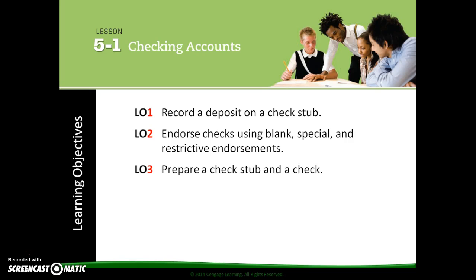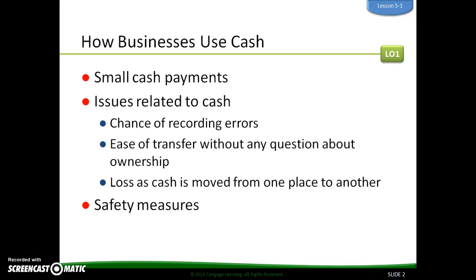So up until now, we've talked about cash and we've just used cash as the example. But we want to be thinking, in terms of our business, that a lot of cash as it relates to the business actually refers to money that we're putting into a checking account. So lesson 5.1 actually deals with checking accounts. The learning objectives for this lesson would be how to record a deposit on a check stub, how to endorse checks using 3 different kinds of endorsements, blank, special, and restrictive, and then how to prepare a check stub and also a check.